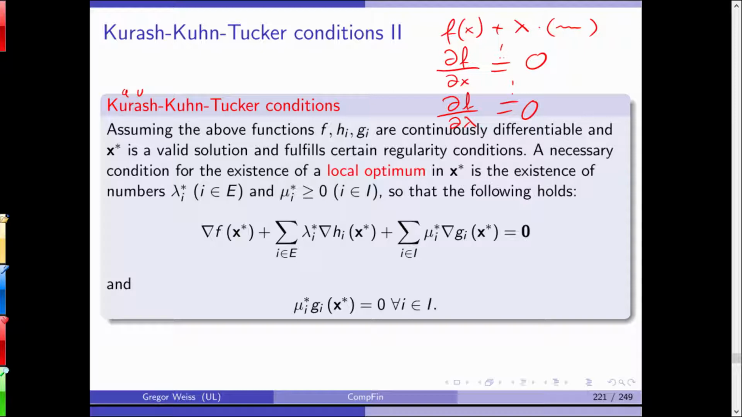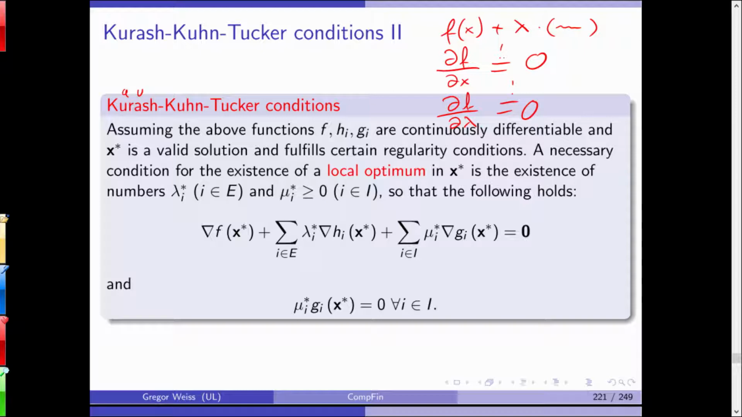Now, a couple of things are important. First of all, f, h_i, and g_i have to be continuously differentiable. What does it mean? Does everyone know what continuously differentiable means? It means the function is differentiable and the derivative is continuous. Stetig differenzierbar.